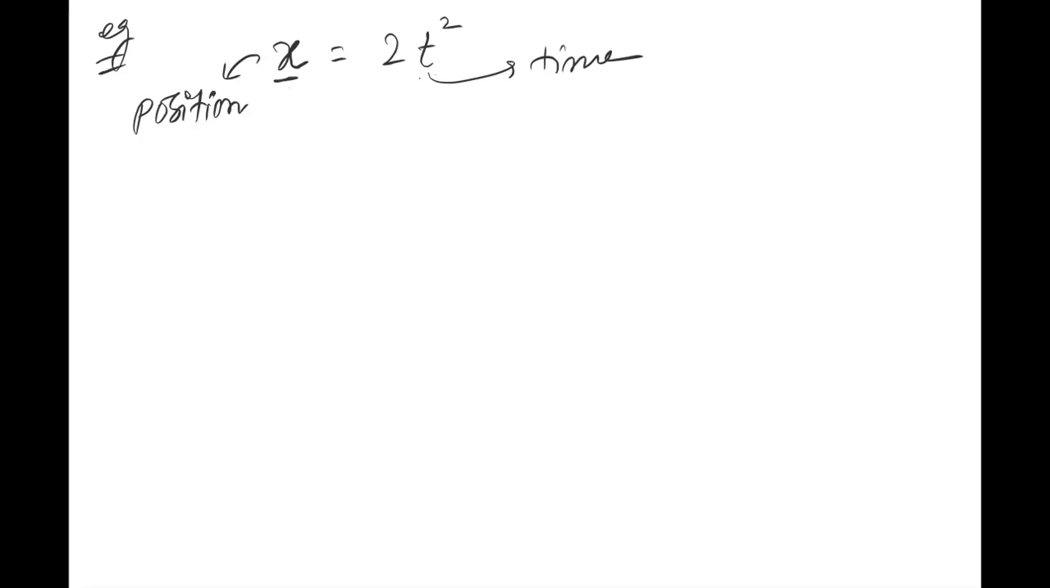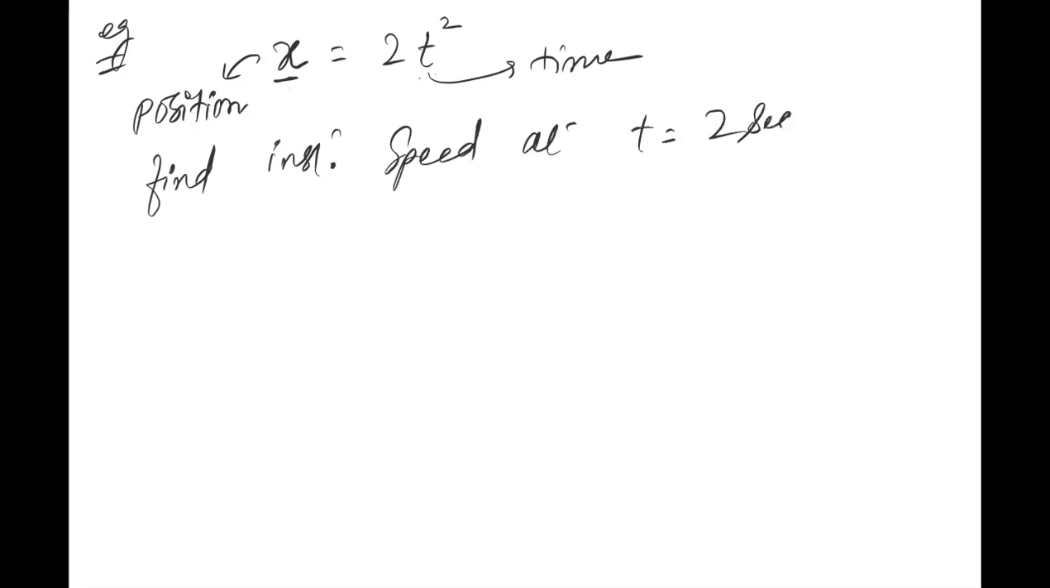Now if I ask you to find the instantaneous speed at t equal to 2 seconds, this means that you have to find the speed exactly at t equal to 2 seconds. Did you understand? Everybody please respond. You have to find the instantaneous speed, right?